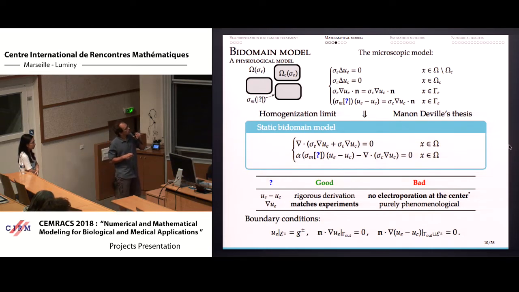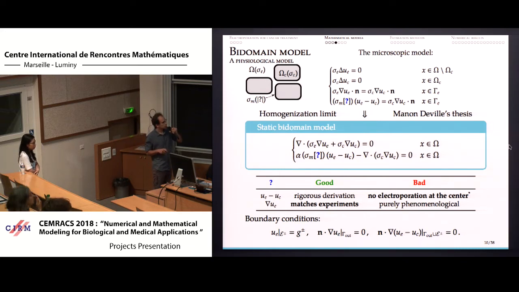So what we can do is try to do a small phenomenological modification and take a dependency on the gradient of UE, which is the potential outside of the cell. This is nice because it matches experiments qualitatively, but this derivation is still work in progress. Still work to do.